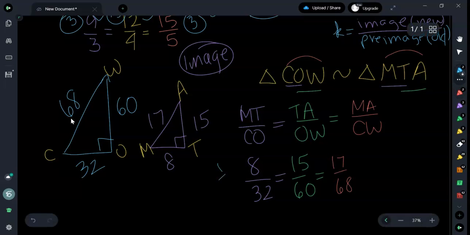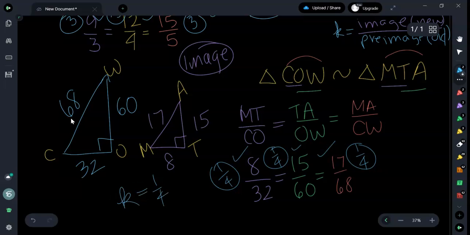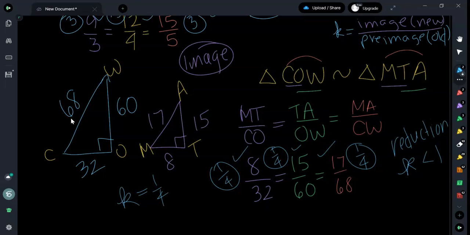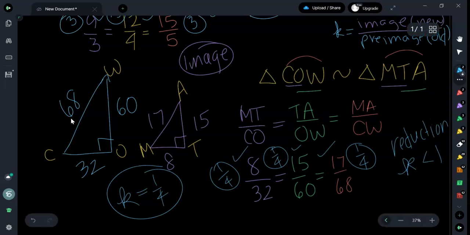8 over 32 reduces to 1/4. 15 over 60 reduces to 1/4. And 17 over 68 reduces to 1/4, which means that our scale factor is 1/4. Now, what do you notice about the scale factor? It's less than 1, right? That's because this is called a reduction. A reduction is when the scale factor is less than 1. If I multiply by 1/2, 1/3, 2/3, 5/7, anything less than 1, like 1/4 in this case, the figure is going to get smaller.